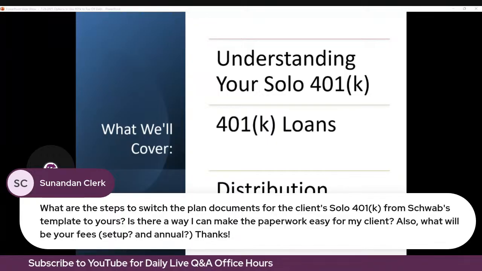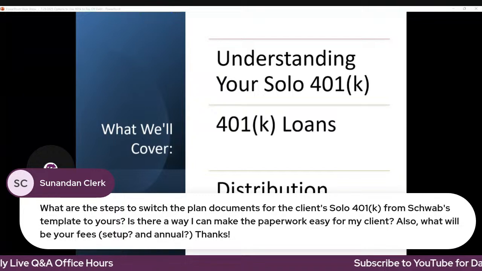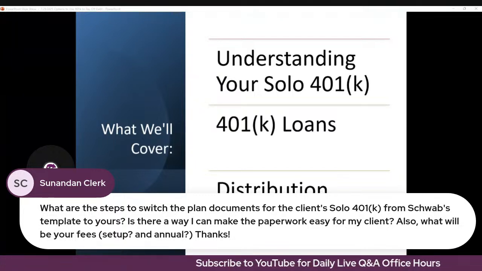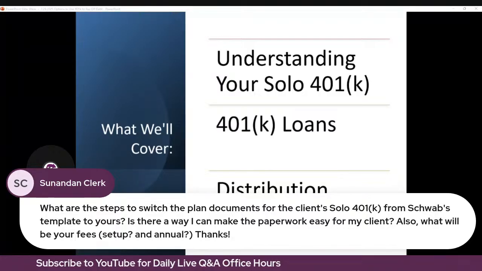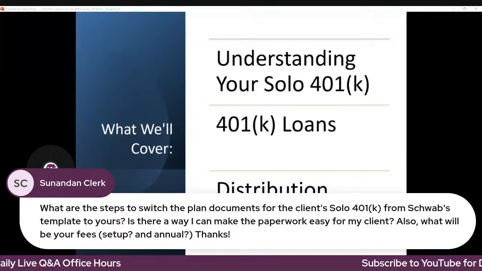So the process to upgrade the plan is referred to as a restatement, where the plan continues, but now it's governed by our IRS approved plan documents, which are going to allow the individual to do what they want to do, whether it's the mega backdoor Roth, whether it's loans, whether it's qualifying for the tax credits.